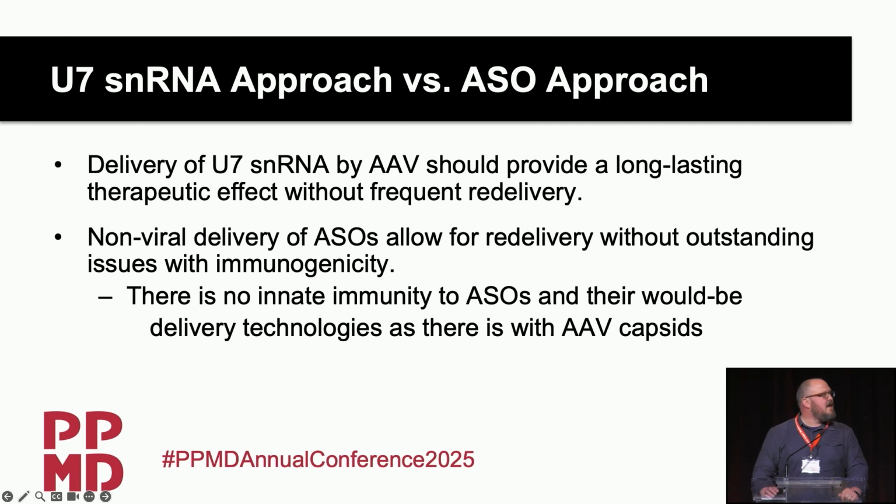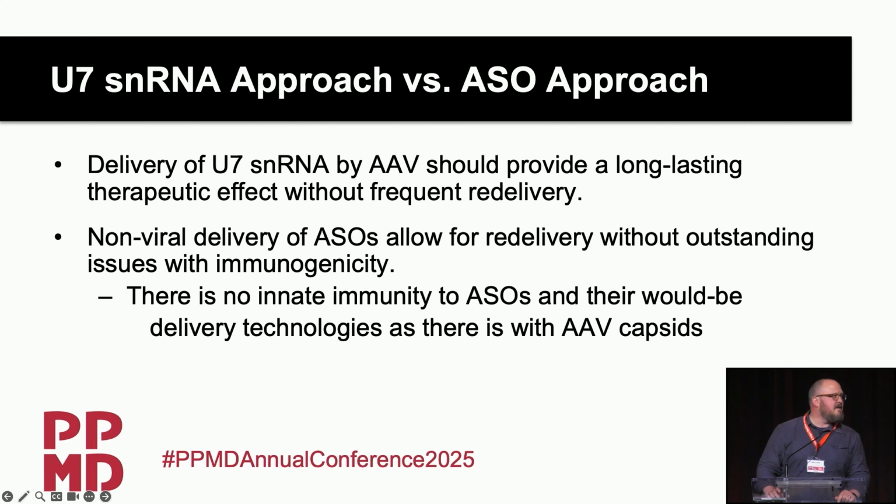Okay, so delivery. So we heard in the previous talk by Kevin that there's U7 but there's ASO approach, and I've discussed here U7 snRNA. So why would you pick one over the other? And the answer is there's benefits and there's weaknesses to each one of them.